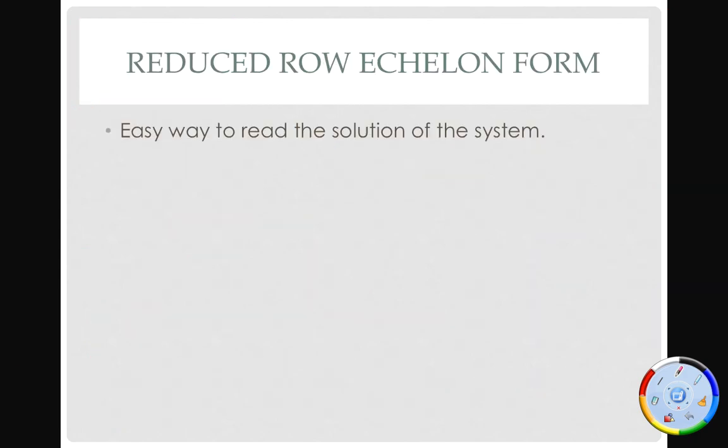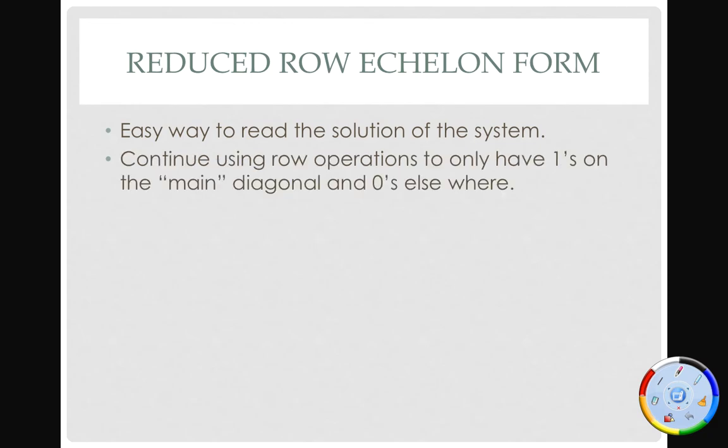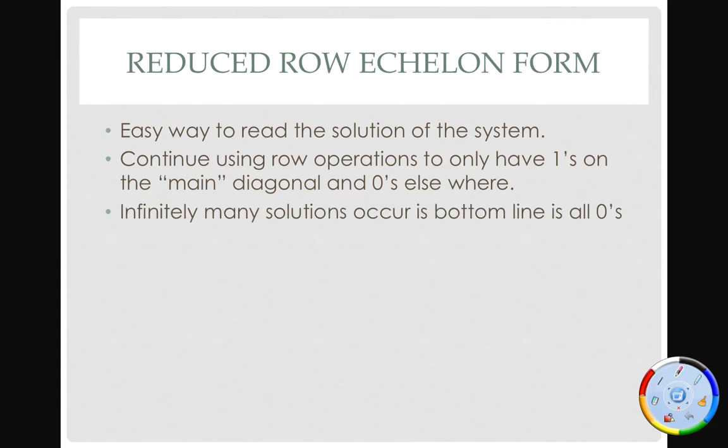All right, so I talked about reduced row echelon form. It's an easy way to read the solution. That's what I just did. I got the 1s across the main diagonal with 0s everywhere else. If you were to get 0s across the bottom line, that would mean there are infinitely many solutions.